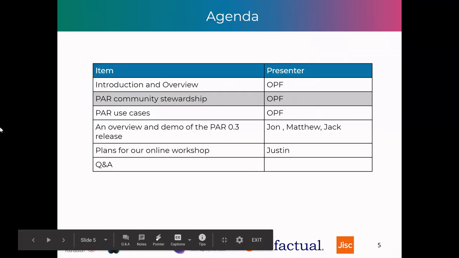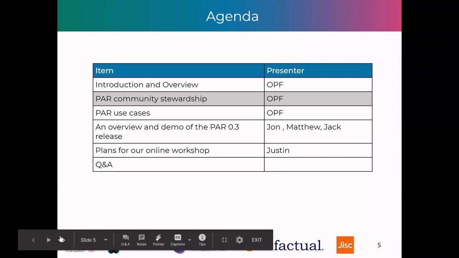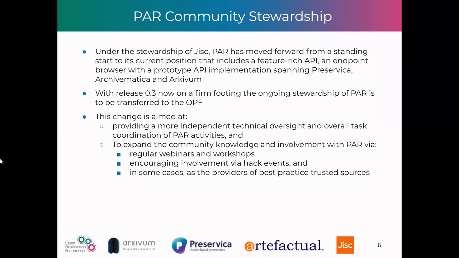So the second part of today's presentation will cover the PAR Community Stewardship. As some of you may know, the stewardship for PAR has to date been under the control of JISC. They provided the initial funding that enabled PAR to get to the point that it is today. And currently that includes the development of a feature-rich API, an endpoint browser, and an API implementation that spans Preservica, Arkivum and Archivematica DP systems.